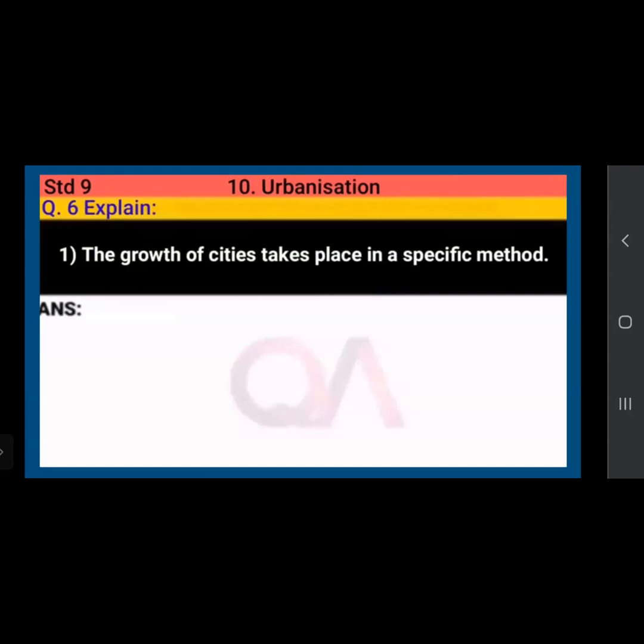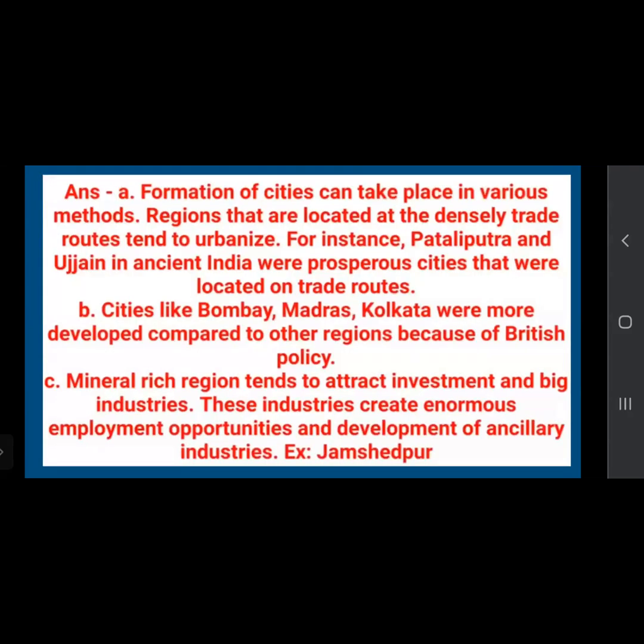Growth of cities takes place in specific methods. Formation of cities can take place in various methods. Regions that are located on dense trade routes tend to urbanize. For instance, Patliputra and Ujjain in ancient India were prosperous cities that were located on trade routes. Example, cities like Bombay, Madras, Kolkata are more developed compared to other regions because of British policy. So these cities are more developed compared to other regions.